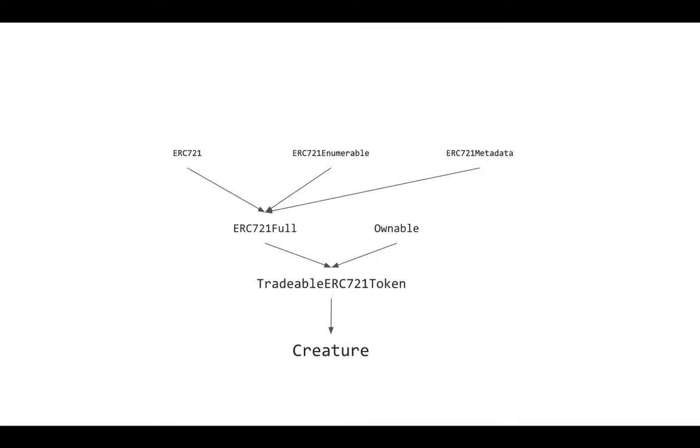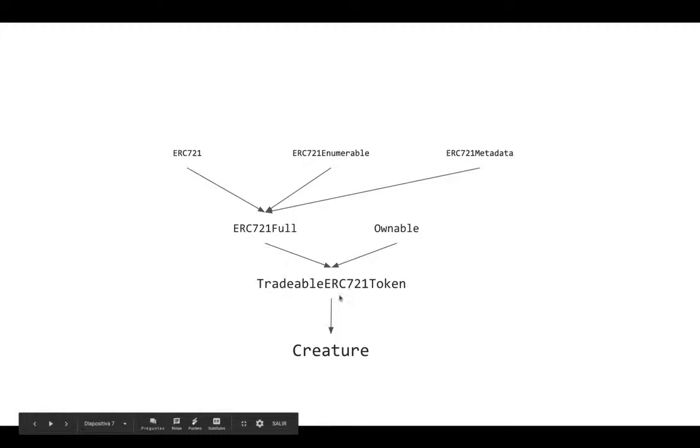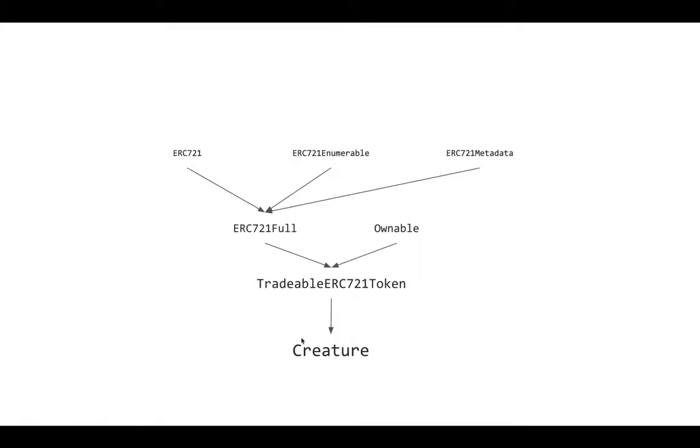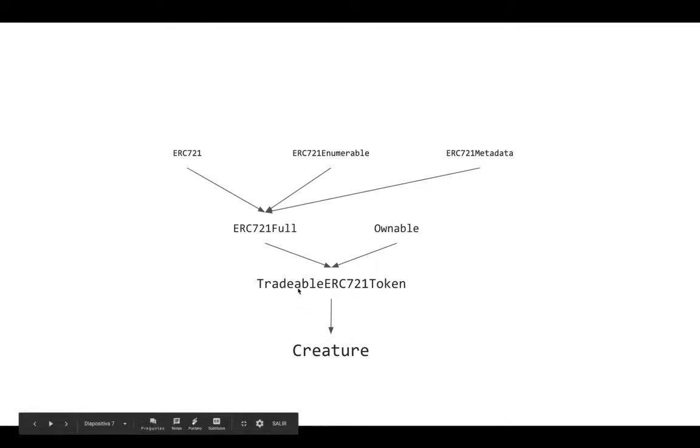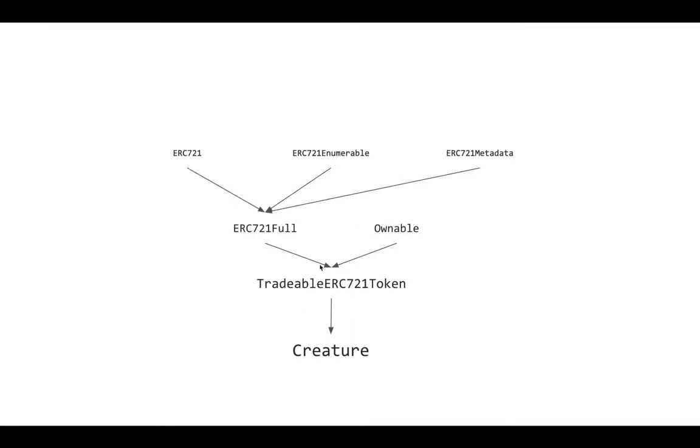As I was showing you, this is the creature. In your project in Udacity, the creature is going to be your custom token that you're going to create and publish to OpenSea. The creature, that is the token, implements the tradable ERC721 token, and this one implements two different things: one is the ownable, and the other is the ERC721 full. And the ERC721 full implements three different contracts: the ERC721, ERC721 enumerable, and the ERC721 metadata.